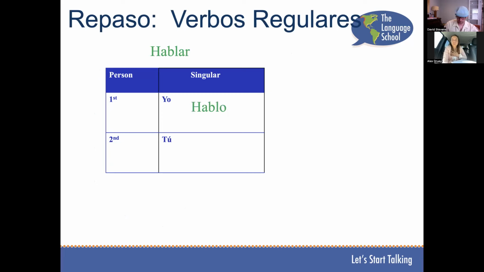Yo hablo. And you talk. Tú hablas. Perfecto. Caminar, to walk. Yo camino, tú caminas. Correr, to run. Yo corro, tú corres. Aprender, to learn. Yo aprendo, tú aprendes.